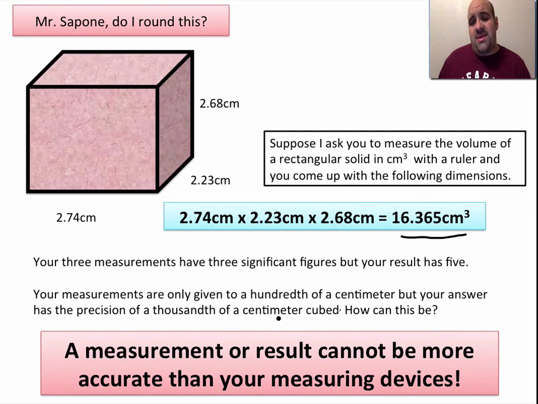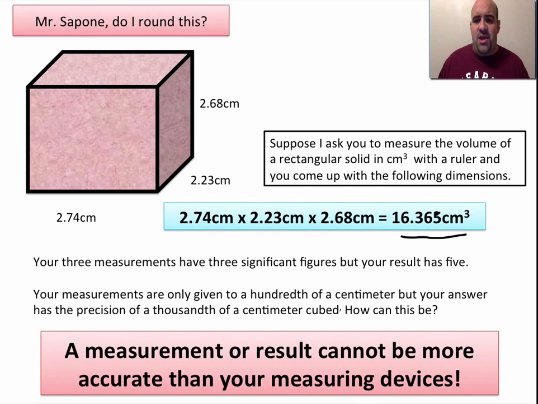A measurement or result cannot be more accurate than your measuring devices. As we're going to see, calculators tend to give us errors because they assume all numbers are exact numbers. But when you're measuring something, if you only know something to 2 decimal places, you really can't report a final answer to 3 decimal places. It doesn't really work that way. So our results cannot be more accurate than our measuring devices.